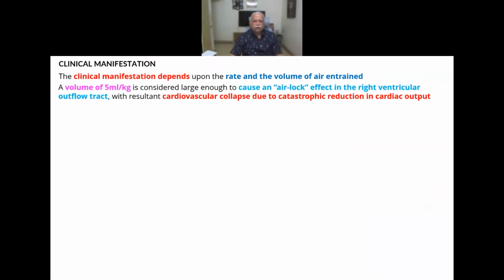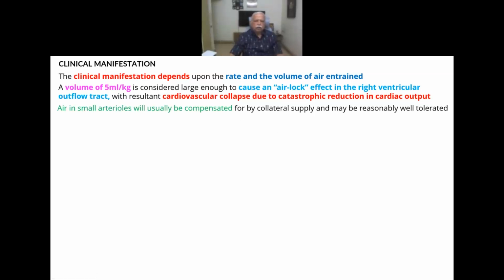Now, clinical manifestation depends on the volume. So normally, a volume of 5 ml per kg is considered large enough to cause a venous air embolism or an air lock in the right side of the heart. That is, right ventricular outflow tract obstruction can happen. So for a 70 kg person, you require at least 350 ml of air to go into the patient. And once the right ventricular outflow is blocked, no blood will flow into the pulmonary circulation. So no venous return will come to the left side, left atrium, left ventricle, and that will produce a catastrophic cardiovascular collapse.